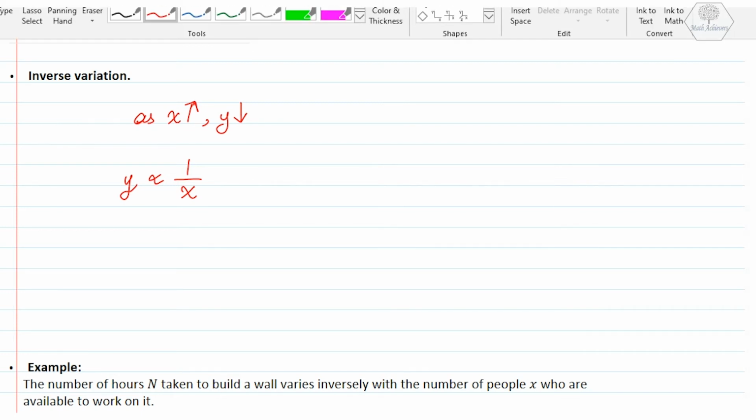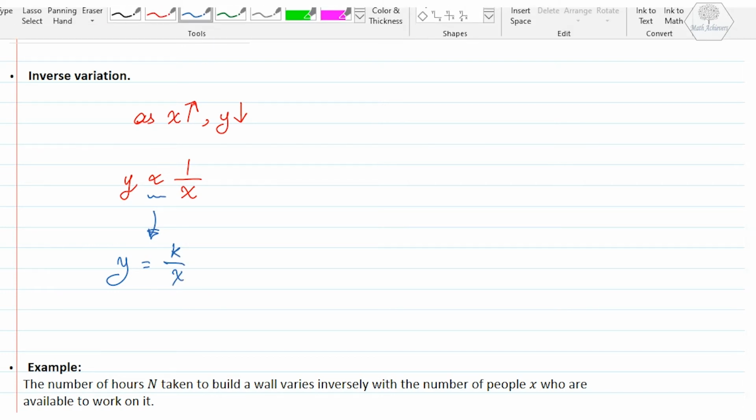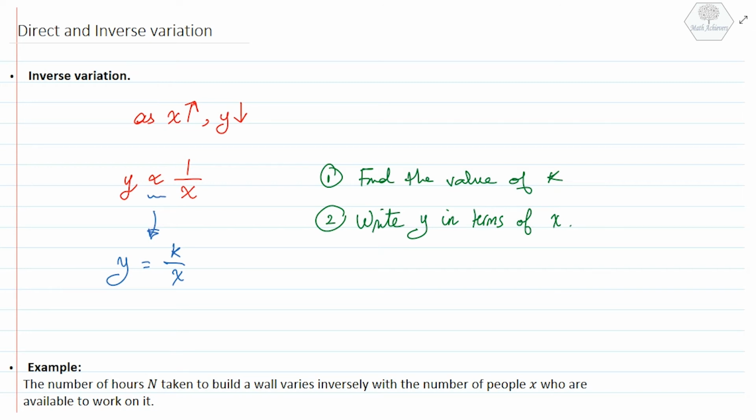over x. How can I replace the proportionality? I write it as y is equal to k over x. Also, the first thing that we have to do is to find the value of k. And the second thing that we have to do is write y in terms of x. Let's have an example now.